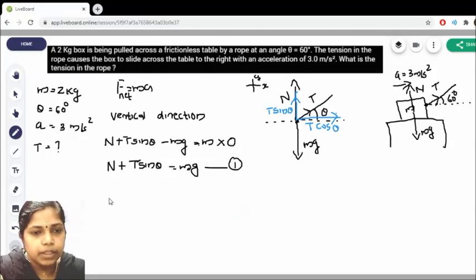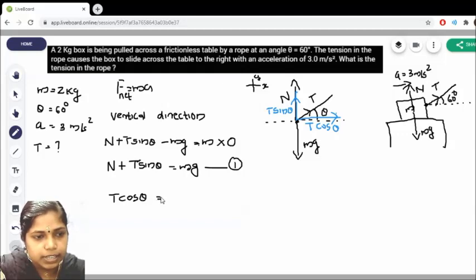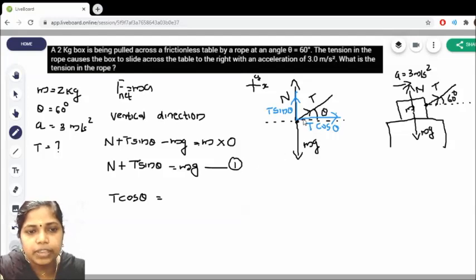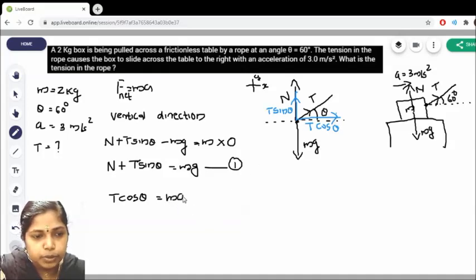Next we have to apply Newton's second law along the horizontal direction. Along the horizontal direction you can see only one force is acting, that is T cos theta. So here instead of the net force we have only T cos theta, and T cos theta is equal to mass into acceleration. Of course, the object is having an acceleration along the right side. So here we are writing m into a, and the value of acceleration is also given. Let this be equation number 2.